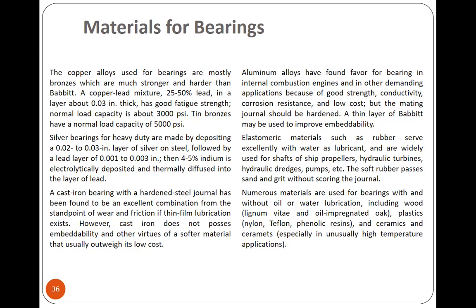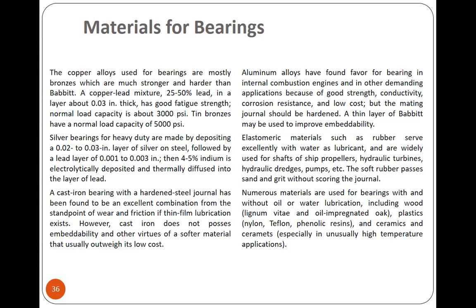Silver bearings for heavy duty are made by depositing a 0.02 to 0.03 inch layer of silver on steel, followed by a thin layer of lead 0.001 to 0.003 inch. Then 4 to 5% indium is electrolytically deposited and thermally diffused into the layer of lead. A cast iron bearing with a hardened steel journal has been found to be an excellent combination from the standpoint of wear and friction if thin film lubrication exists. However, cast iron does not possess embeddability and other virtues of a softer material that usually outweigh its low cost.